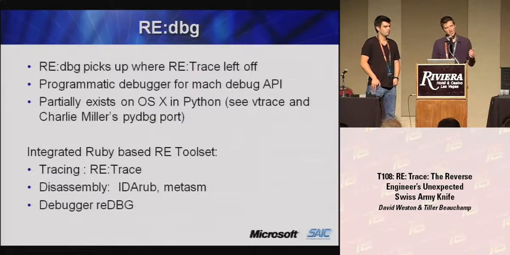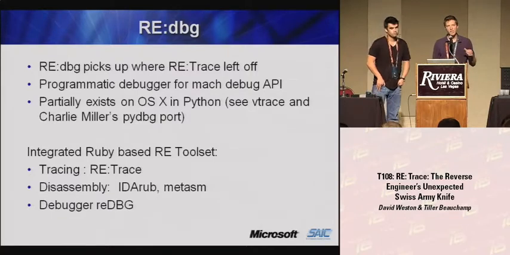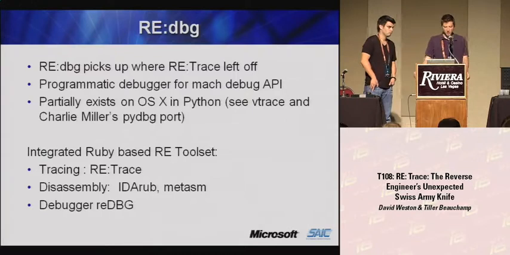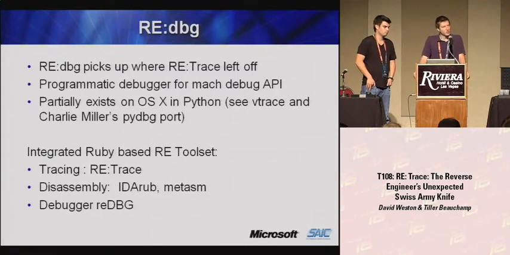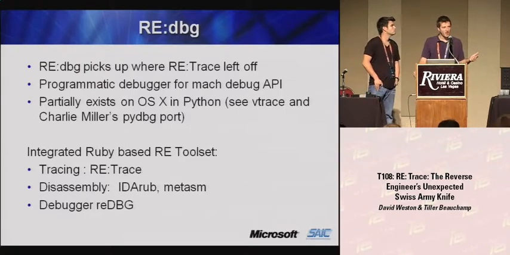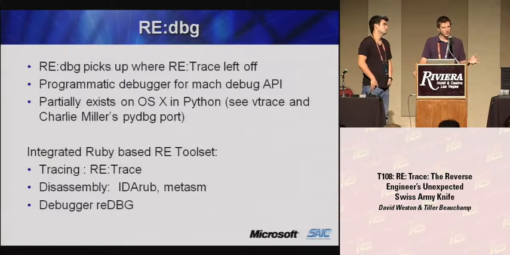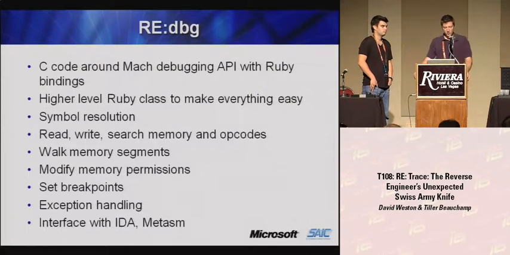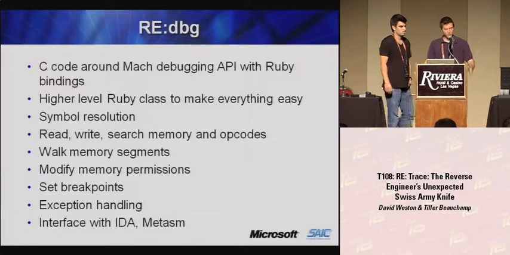So now we can do things like set traditional breakpoints, search through memory, and change the memory permissions on different memory segments. We can search for specific opcodes and segments we know are executable. So this really provides us the third element. We've got the tracing part with retrace, the disassembly with tools like IDA and MetaASM, and then this debugger ability. The debugger really provides us a wrapper around the native debugging API, which allows us to walk memory segments, catch exceptions, do symbol resolution and all that.